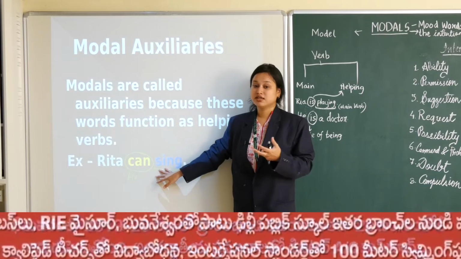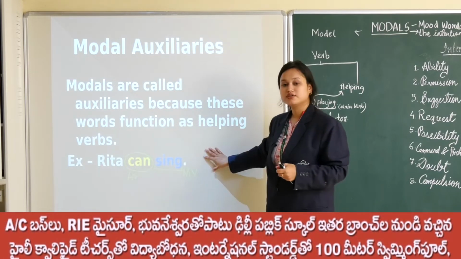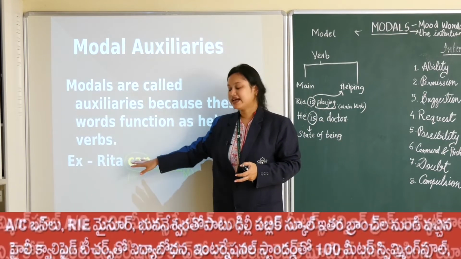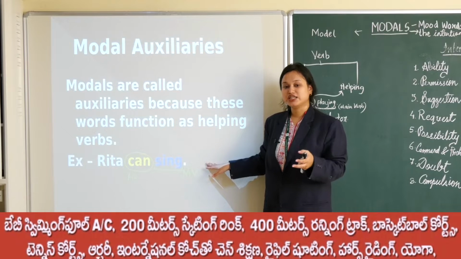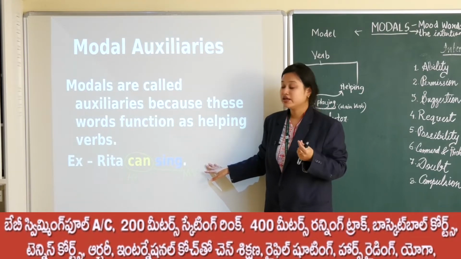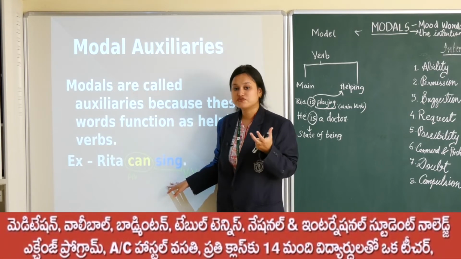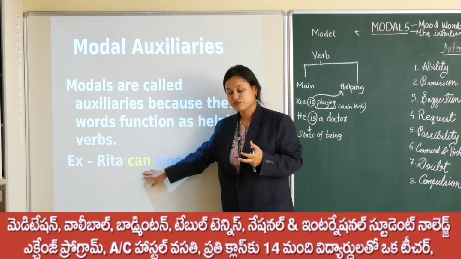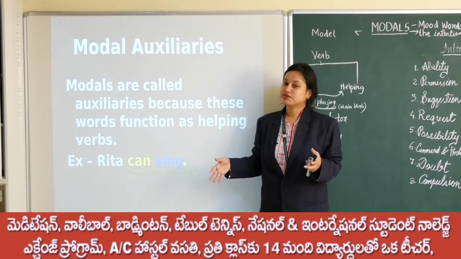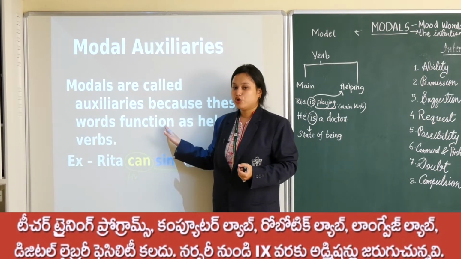These are loaded with meanings and intentions and emotions, right? So what if we look at it from the perspective of the modal, what is it trying to say? That Rita can sing means Rita has the art of singing, she knows the skill of singing. She can sing, she has the capability of singing, she has the talent of singing. So with this one word we can convey so many different ideas, so many different things. Right, so I hope this is clear.